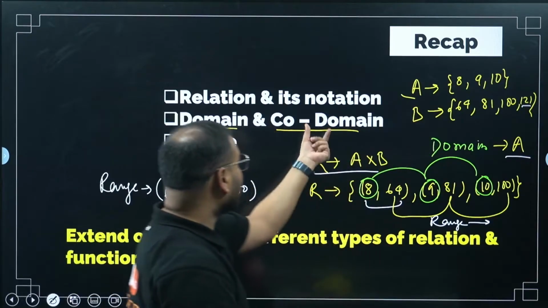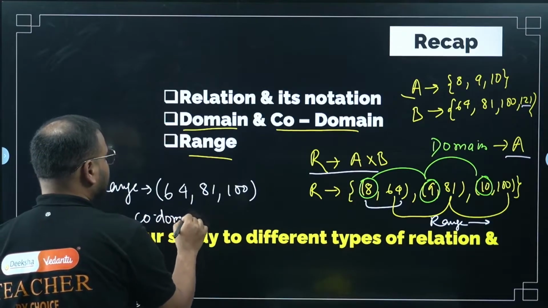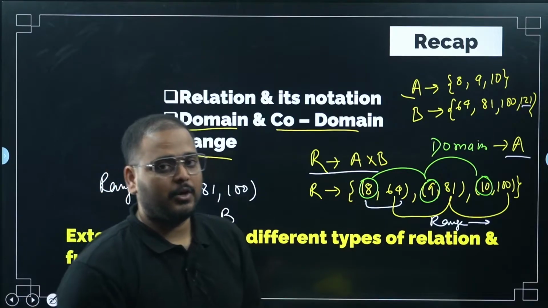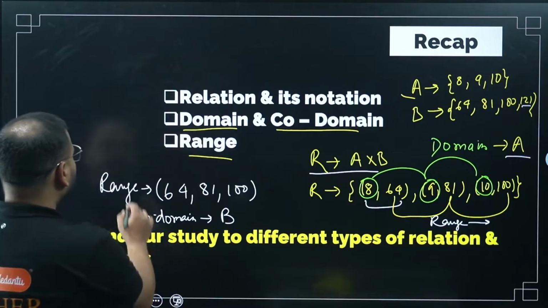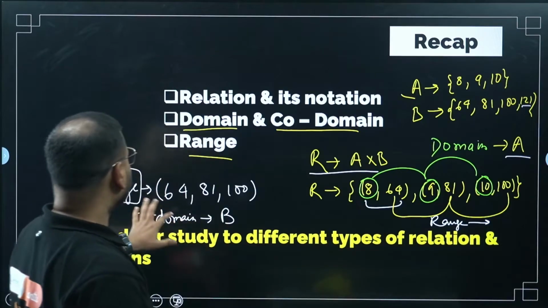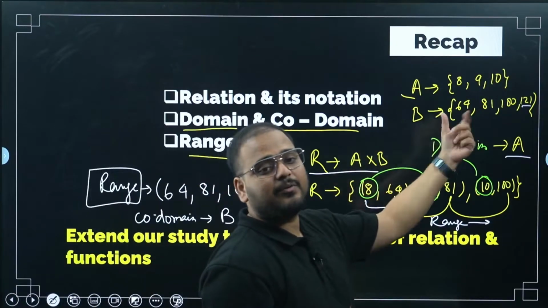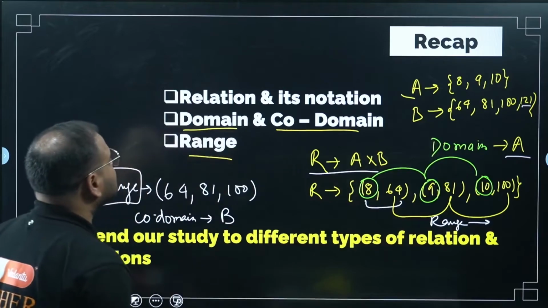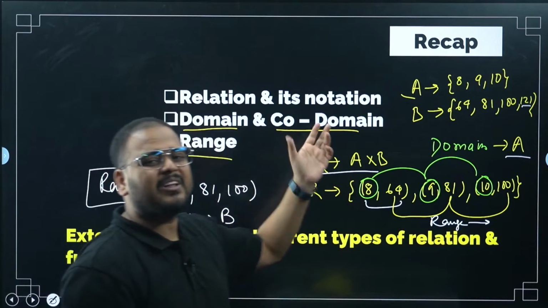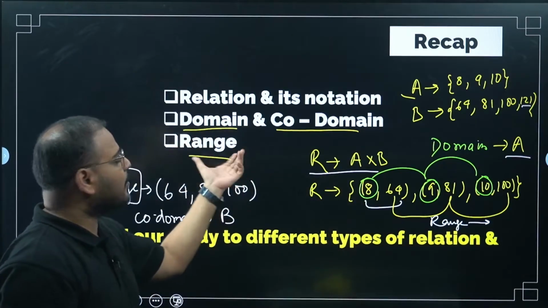Set B is my codomain. Remember this word, codomain. So this is my set B. If you see carefully here, what is the range here? The range here is a subset of codomain. It means the range 64, 81 and 100 comes under the set B. I hope these terminologies are clear. How do we write the notation? Notation can be written in both forms, set builder or roster form, with domain, codomain and range.